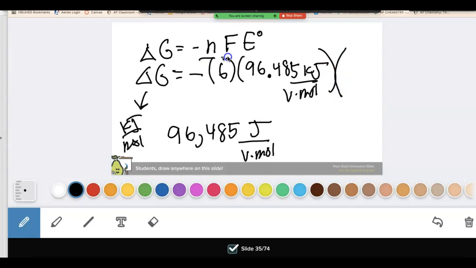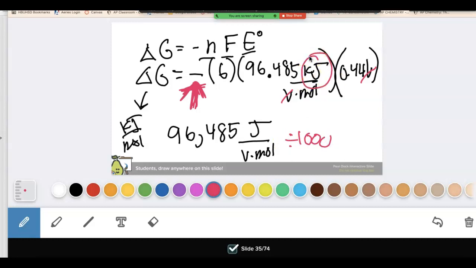And so there's N. F. E is the cell potential I just calculated. It was 0.44 volts. Volts cancel. I'm left with kilojoules per mole. Don't forget about the negative out in front. So again, I took this number and I divided by 1,000 to turn it into kilojoules.